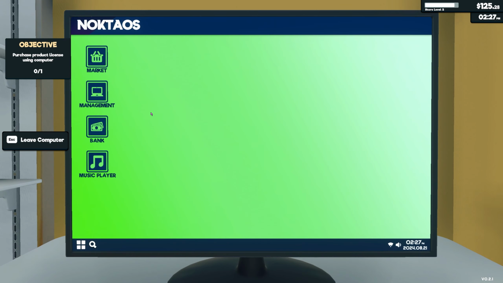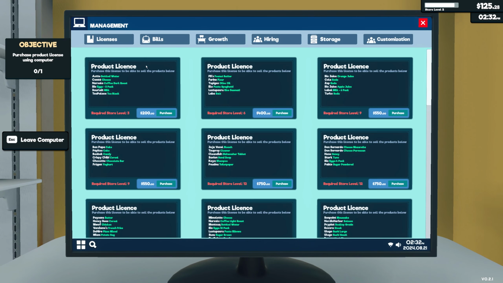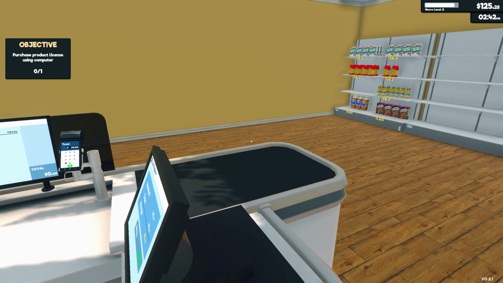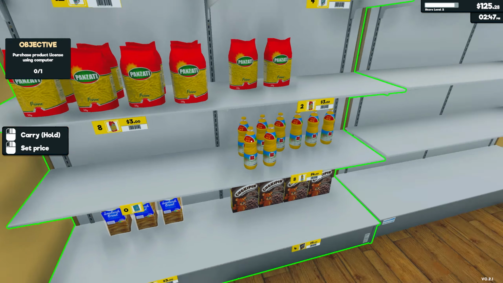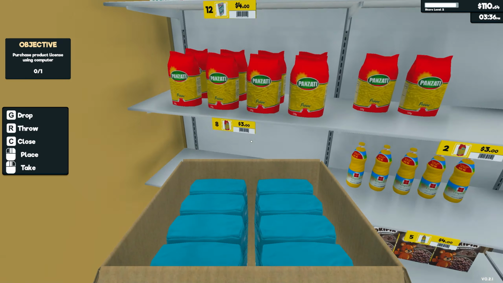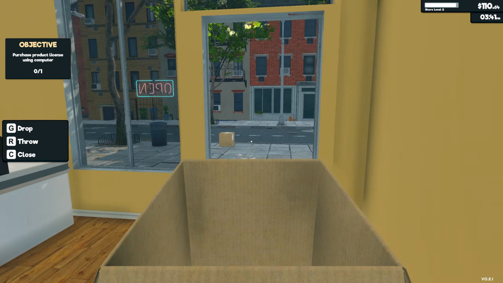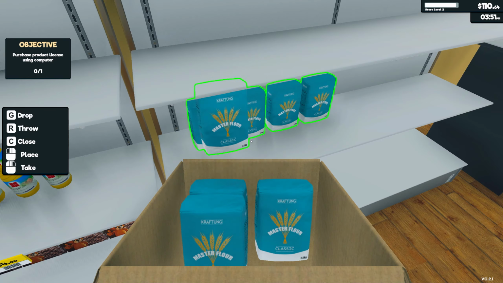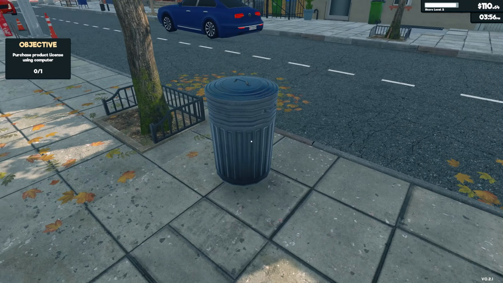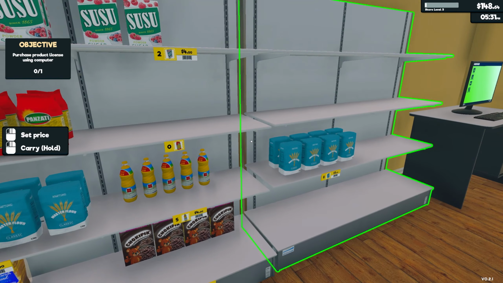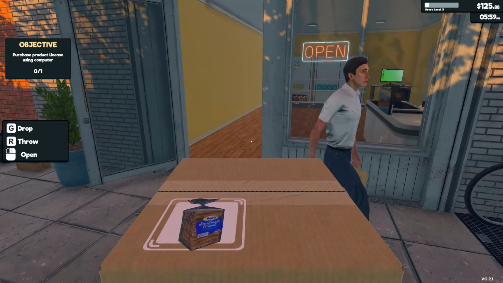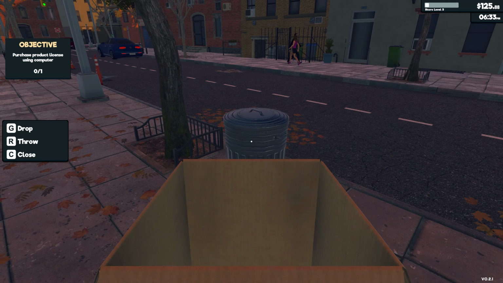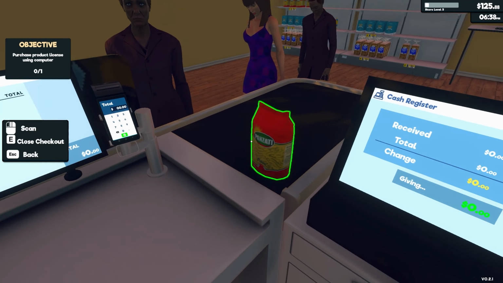Let me double check. Licenses. Yeah. 200 was the cheapest. I don't know what it does, but we are out of flour. My store is kind of a mess, but that's all right. We need to get more bread. Okay. Got bread. And we're starting to get a line. Okay. Okie dokie.